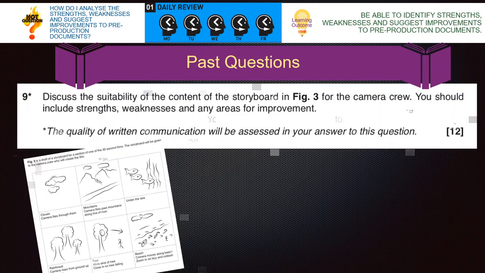Now let's have a look at another one. So we've been given this time a storyboard. Discuss the suitability of the content of the storyboard in figure 3 for the camera crew. You should include strengths, weaknesses and any improvements. And then there's the legal statement. The quality of the written communication will be assessed in your answer to this question. This time it's worth 12 marks.